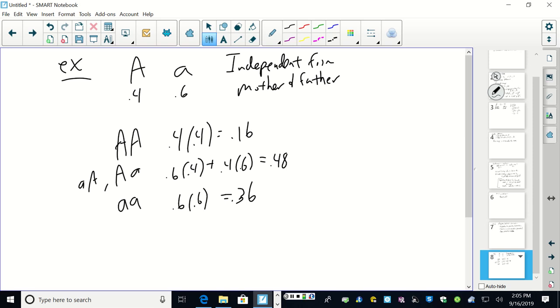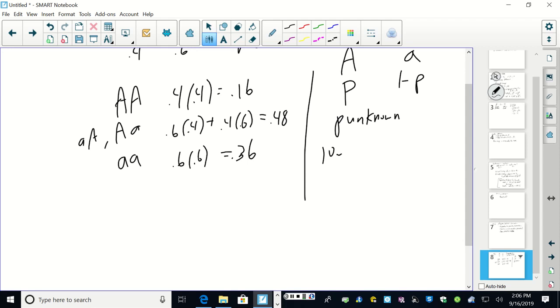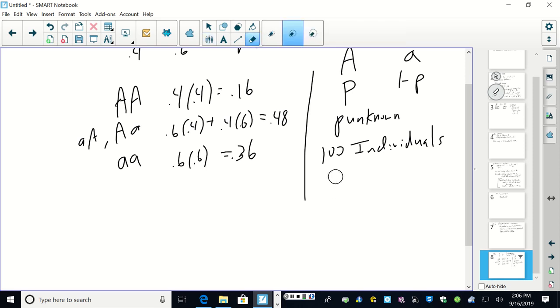But let's say that we have data. So suppose instead of having these known numbers, we can say there's a certain probability p that we're going to get a big A. And 1 minus p is the probability we're going to get the little a, in the population. But p is unknown. We don't know what the rates are in the general population. So we gather data. So let's get 100 individuals. And so we're going to get a certain number of cases. I'll put this on the next page.